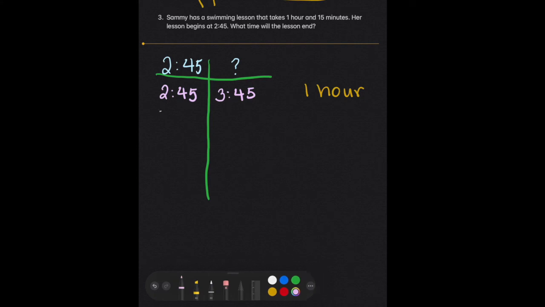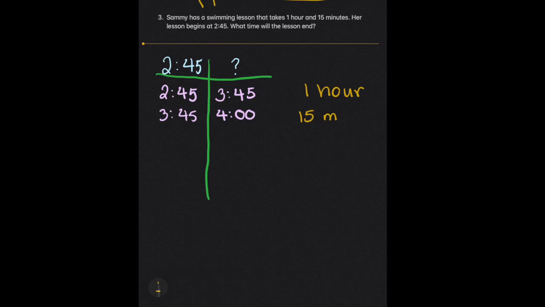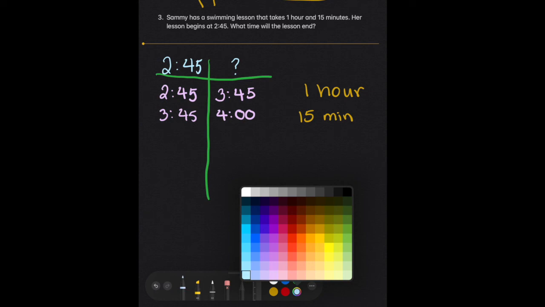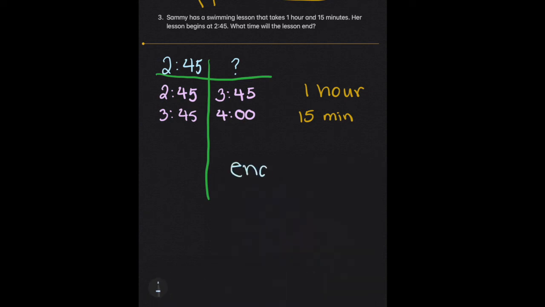Now we go up from 3:45 to, we can add 10 minutes, or we can easily figure out what 15 minutes is, because it's just 10 plus another 5 minutes. So 3:45 plus 10 minutes is 3:55, plus another 5 minutes is now 4 o'clock. So we now know that our end time is 4 o'clock, or 4 p.m.